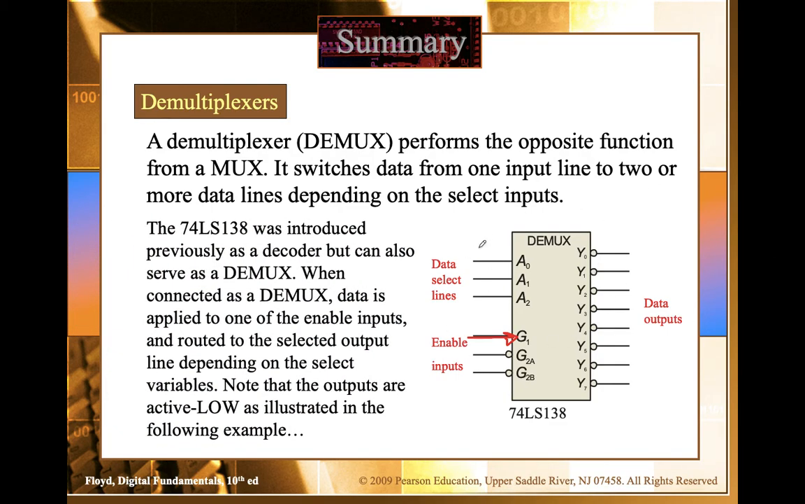So this is my IC 74LS138. This is also used as a decoder IC, 3 to 8 decoder IC, but it can also be used as a demux. Data is applied to one of the enable lines, G1. Here data is applied and routed to the selected output line depending upon the select variables. Whatever the select variables say, the input will be routed to the selected output line.